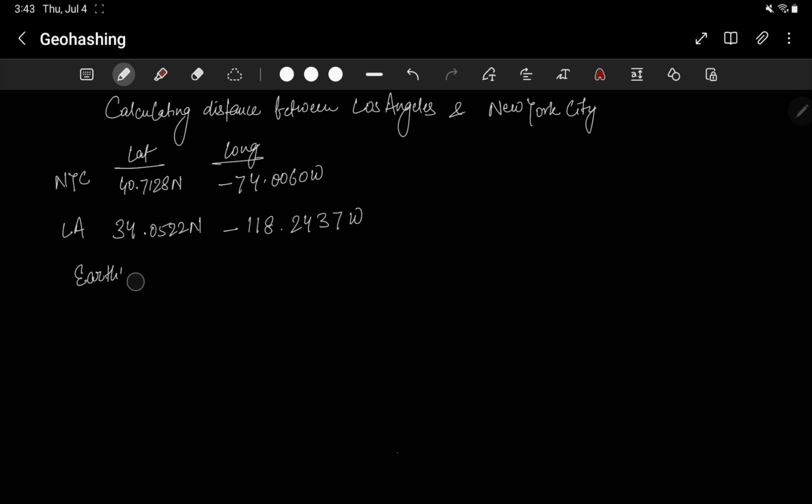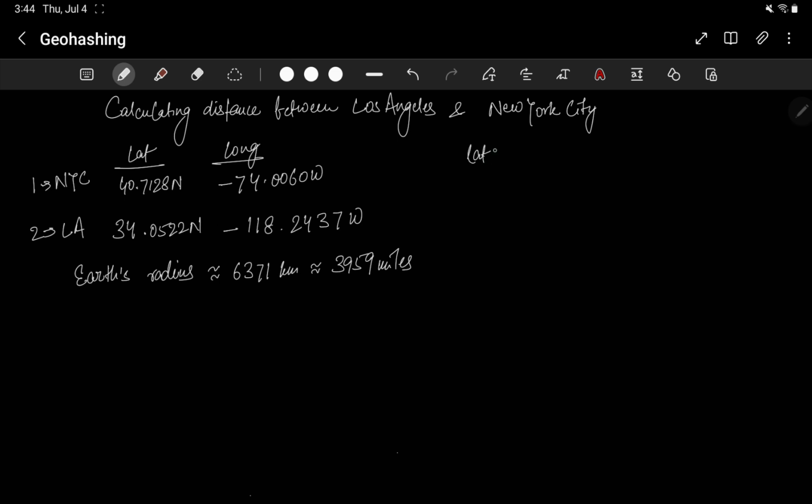Okay. And we will take Earth's radius as almost 6371 kilometers, which is approximately equal to 3959 miles. Okay. So what happens is, first we will convert the latitudes and longitudes into radians. Okay. So we will name them 1 and 2. So this will be lat 1, long 1, lat 2, long 2.